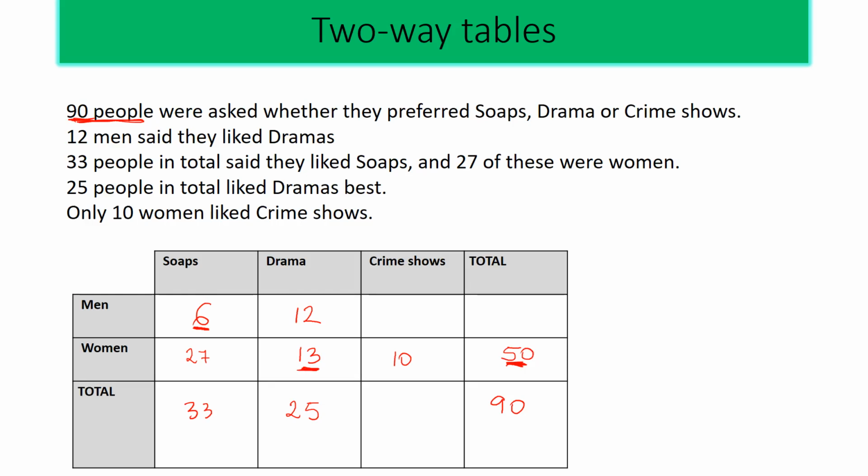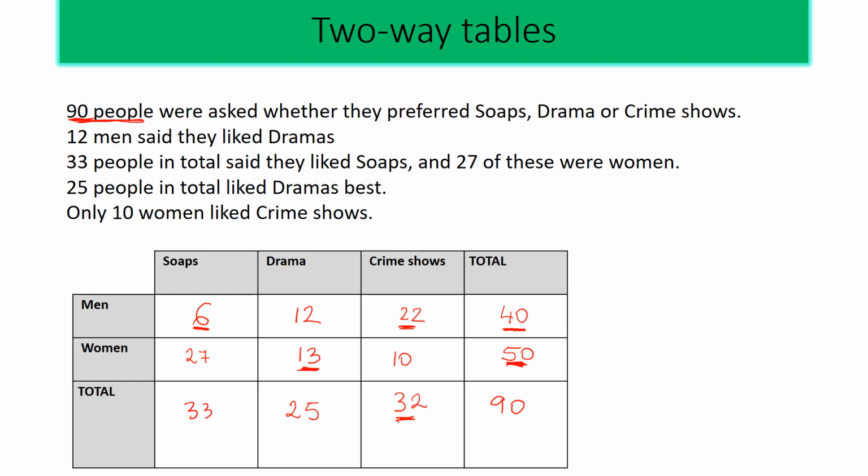Okay, so now if I know that there are 50 women, I can work out the number of men, which is 90 take away 50, and that is 40. Now that I have the total for men, I can work out how many men like crime shows. So 6 plus 12 is 18, and now 40 take away 18 is 22. And one final value, to work out the total of people who like crime shows, we need to add 22 and 10, which is 32.